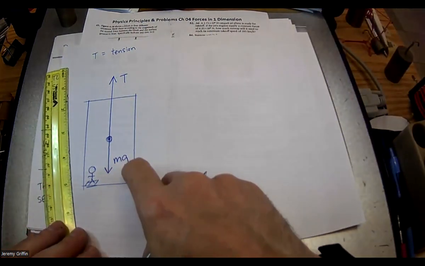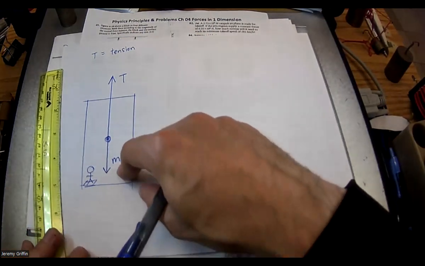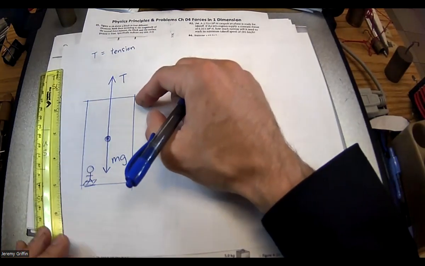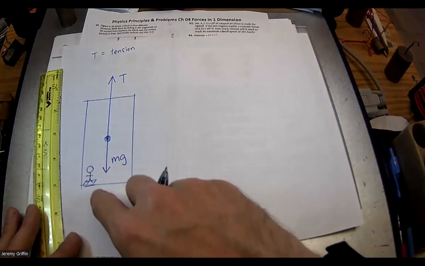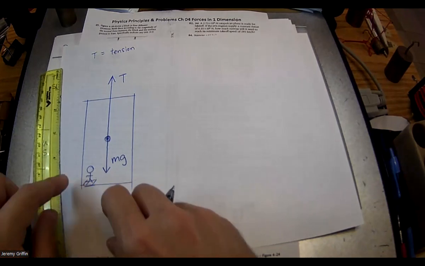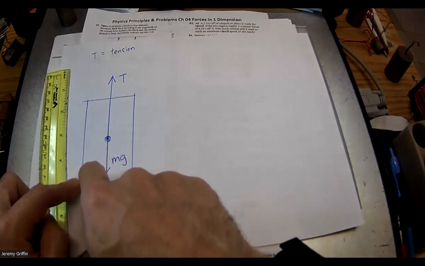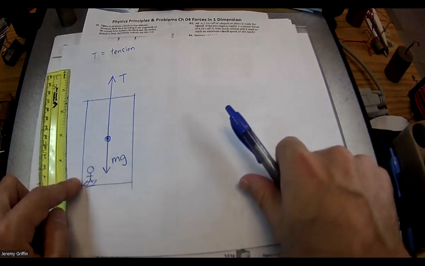Mass of the elevator times the free fall gravity. Okay, so the elevator has some weight, some number of newtons, and there's a tension in the elevator cable. Now this is analogous to standing on a scale. This guy right here has some weight, and there's a normal force from the scale pushing up, holding him in place. That be true?